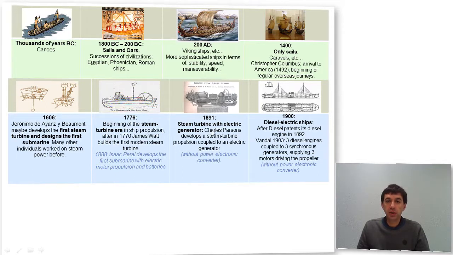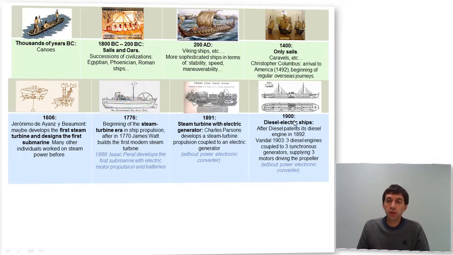Some few years later, the steam turbine with electric generators started to be used, after Charles Parsons developed the steam turbine propulsion coupled to an electric generator. By these years, obviously, they didn't use power electronic converters, but steam turbines with electric generators were used, because the electric generator had already been invented some years ago.